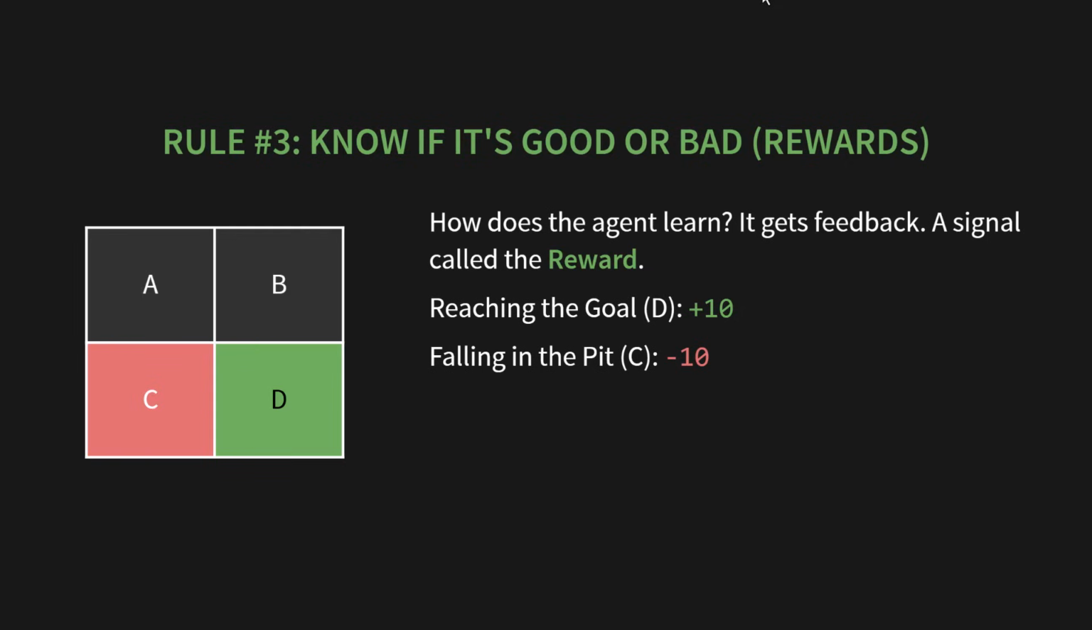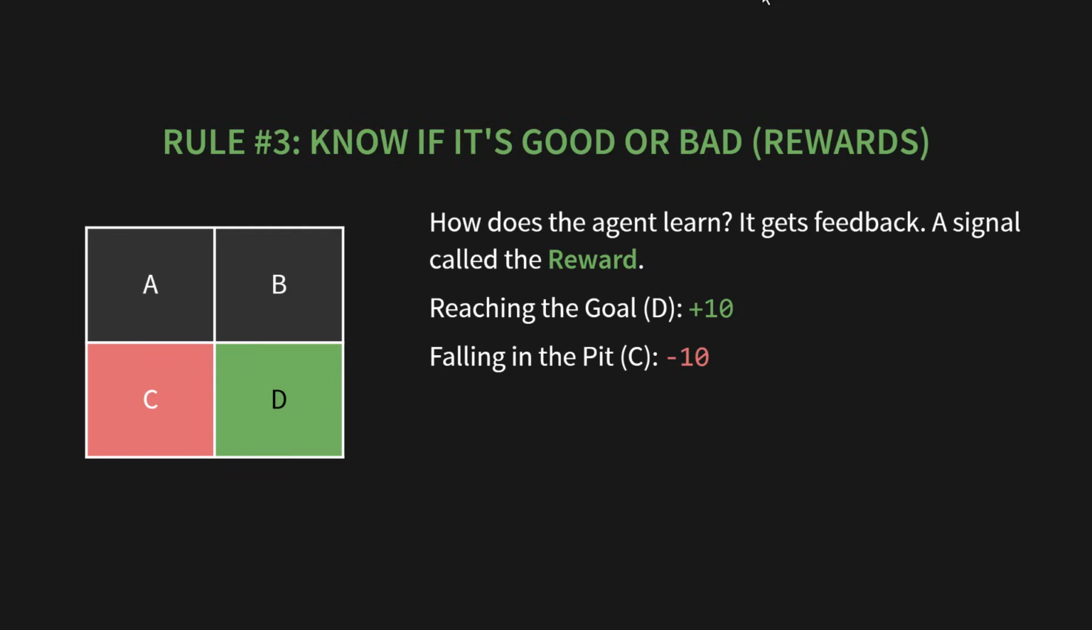But falling in the pit on square C, that's -10. Game over, you lose. But wait, what about the other moves? The ones that just take you from A to B? If those have a reward of 0, the agent has no reason to hurry. It could just wander back and forth forever and be perfectly happy.